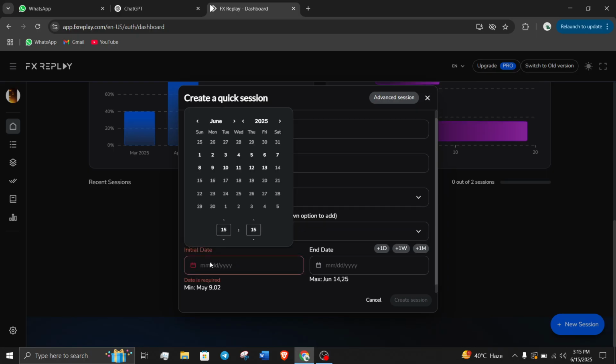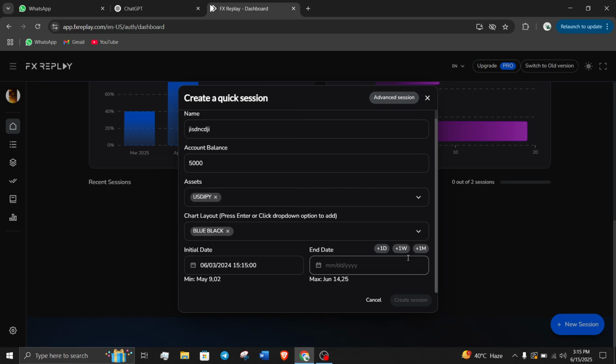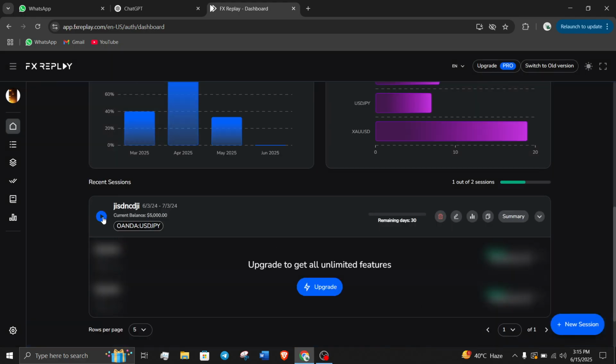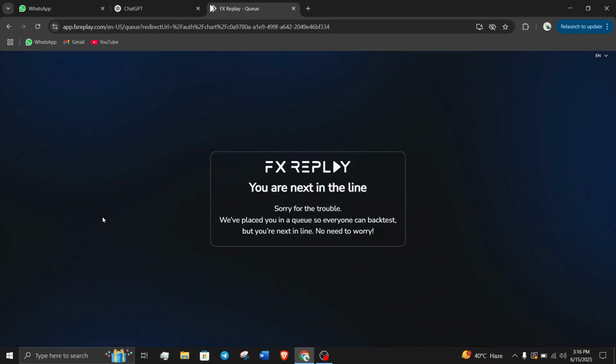I set it once, and we are going to backtest June 2024, the 3rd of June, plus 1 month, 30 days. Okay, session created, and let's backtest.